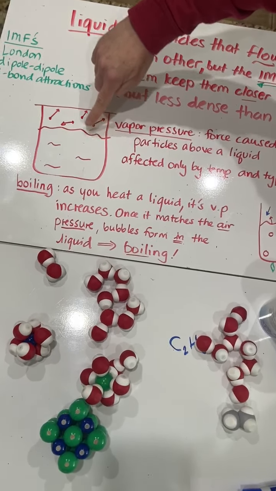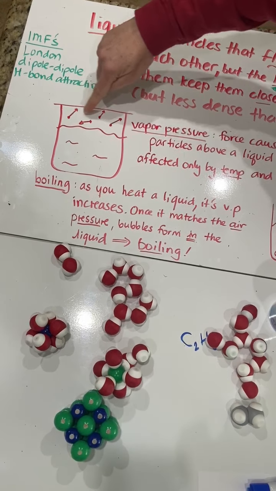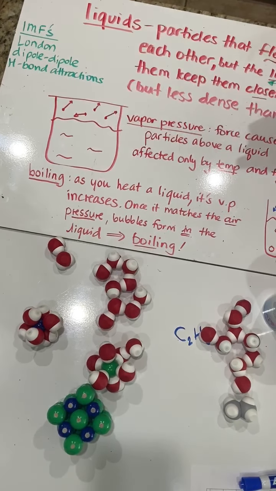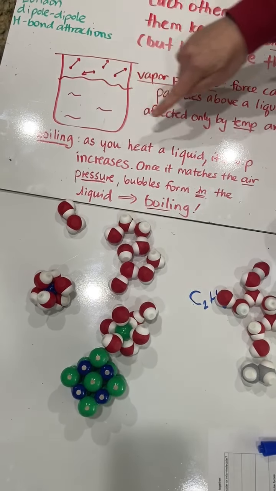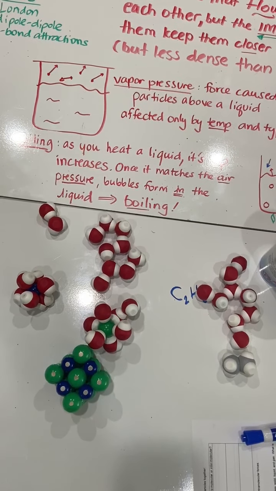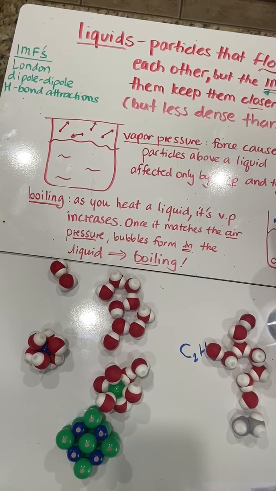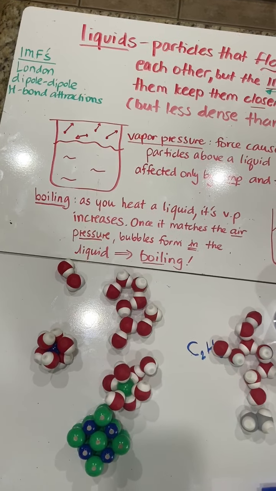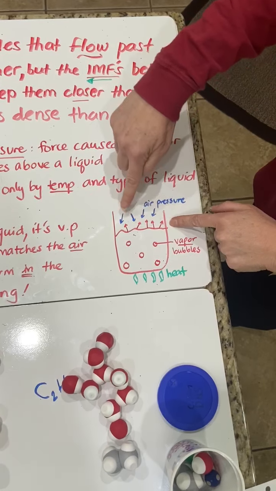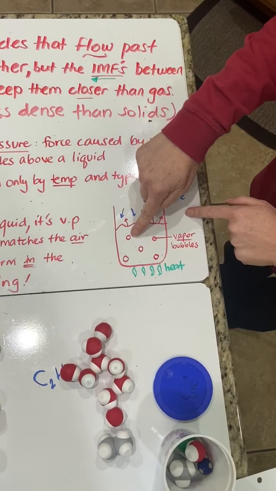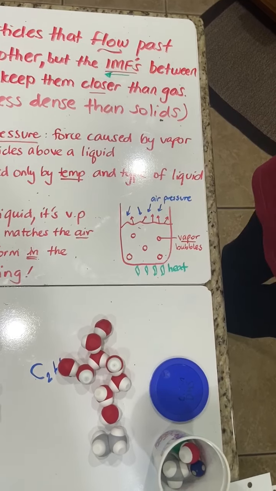So if I have a liquid in a container, some of the particles on the surface have enough kinetic energy to escape. They bang around and hit the walls of the container and cause a pressure that's called the vapor pressure. The process of boiling occurs as I heat a liquid. The vapor pressure steadily increases. More and more particles have enough kinetic energy to escape. Once the vapor pressure equals the air pressure that's pushing down on it, then bubbles of vapor can actually form within the liquid. And that's what happens when something boils.